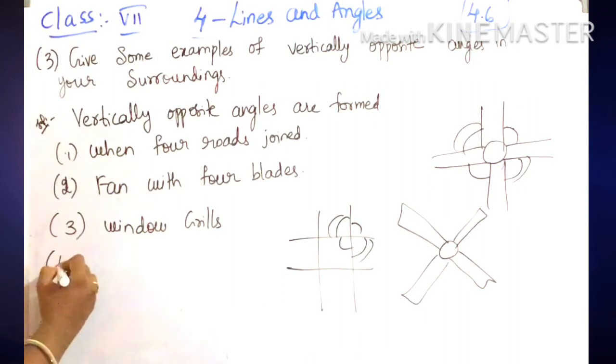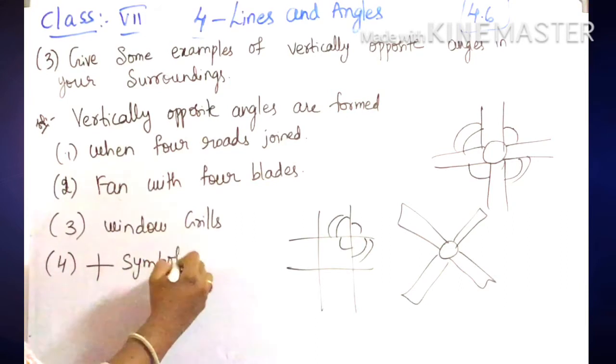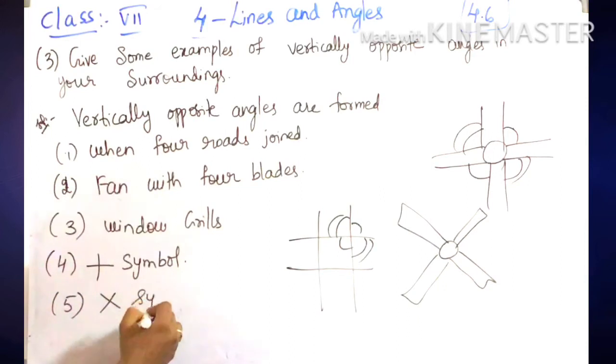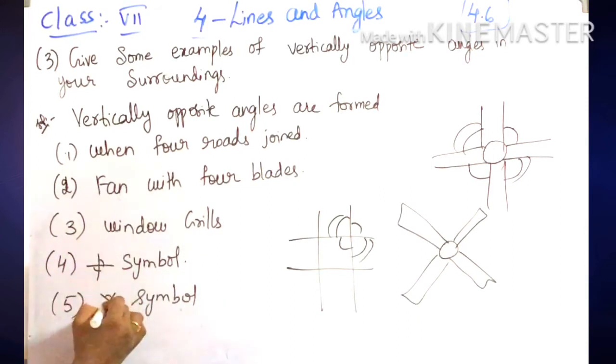And the plus symbol, which you have in maths. Okay. Next, the multiplication symbol. Here also you get vertically opposite angles like this. So many examples we can write. By this, children, we completed the 4.6 exercise.